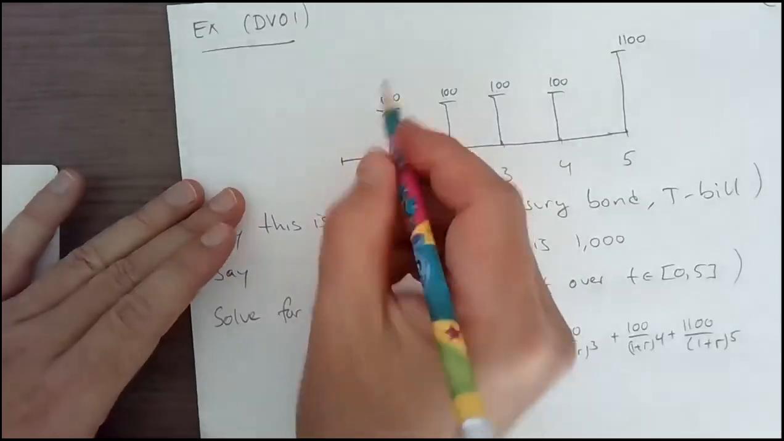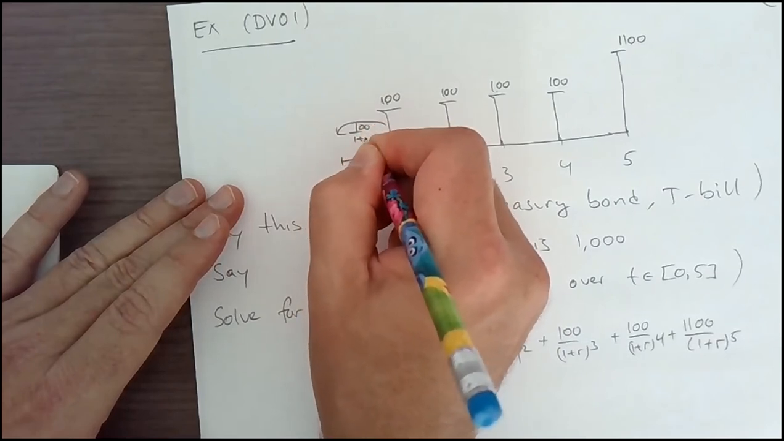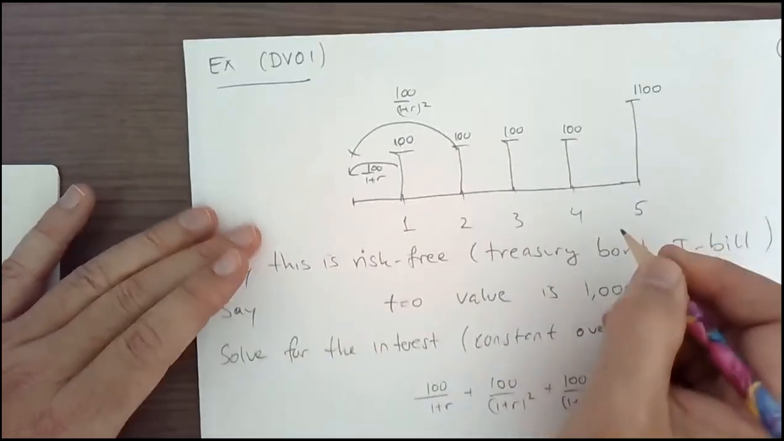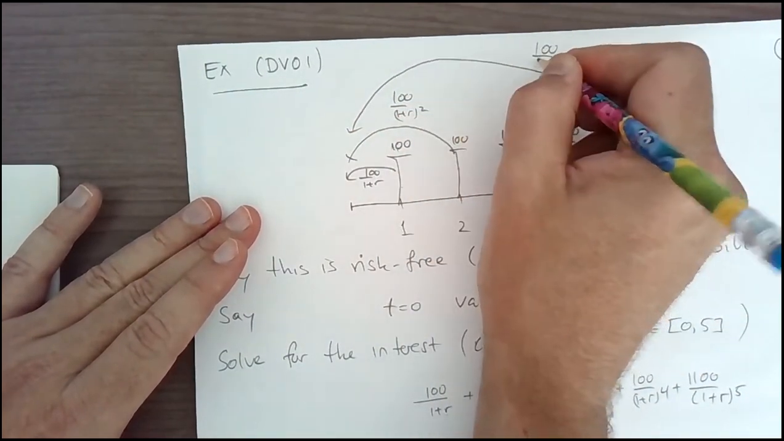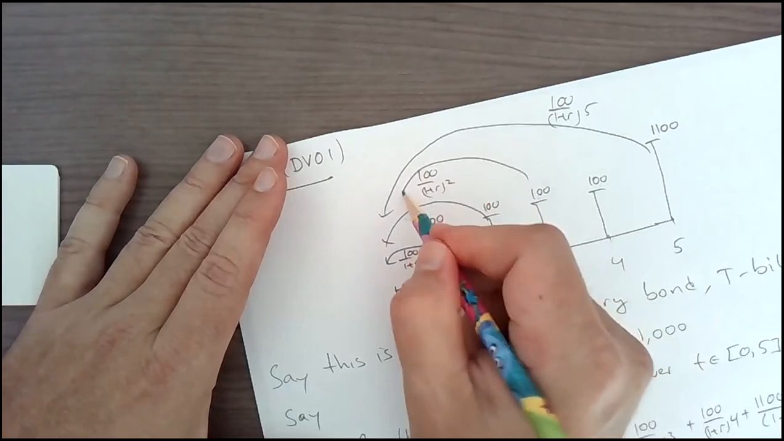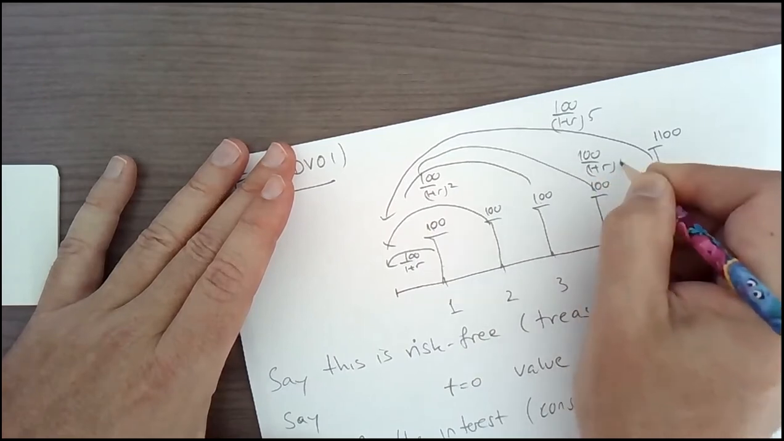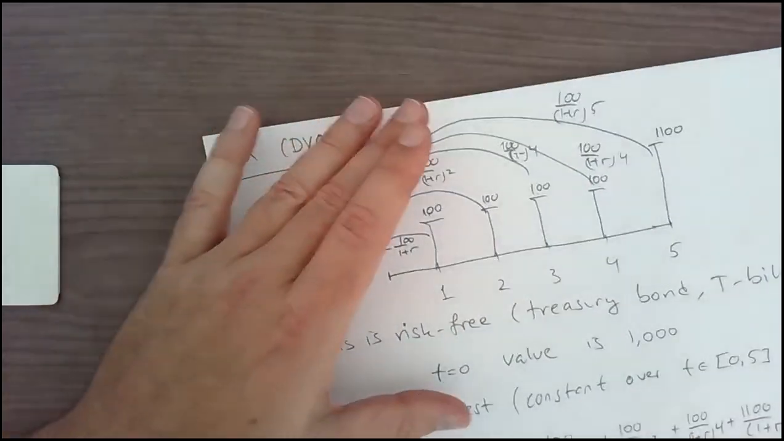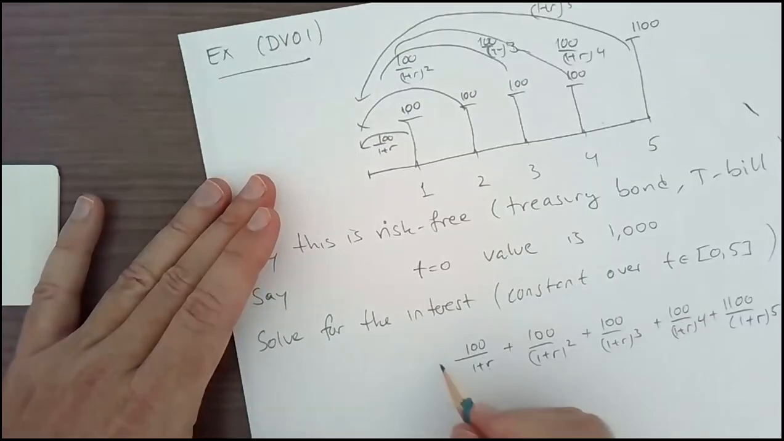So I'm moving the payments. I'm moving this payment over here by saying that this is 100 divided by 1 plus r. This one here, I'm moving it over there. This is 100 divided by 1 plus r to the power 2, and so on. And this one big one over here is coming far into the future. This is 1100 divided by 1 plus r to the power 5. Right, we're adding them all up. This is 100 divided by 1 plus r to the power 4, sorry, power 3. Right, so we have an equation here.